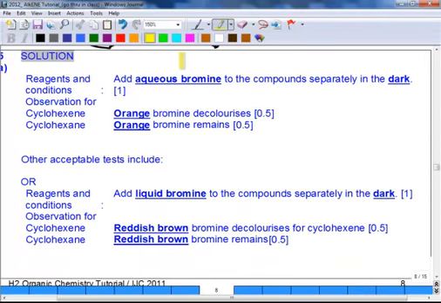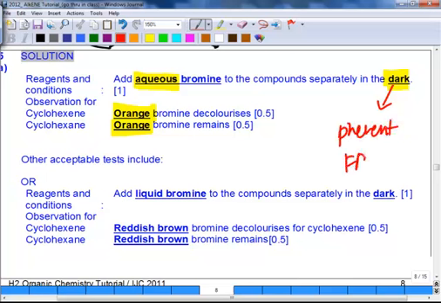One is aqueous, one is liquid. So that means in your answer, you have to mention aqueous. And if it is aqueous, the color is orange. Because aqueous means there's water, the color appears lighter. Okay? Then in the dark, what is the purpose? Prevent what? Yes, very good. Prevent free radical substitution.